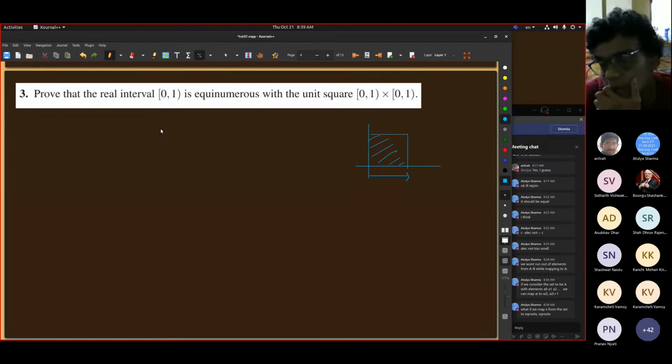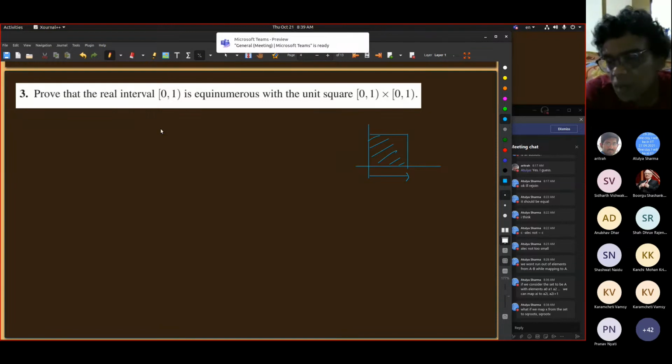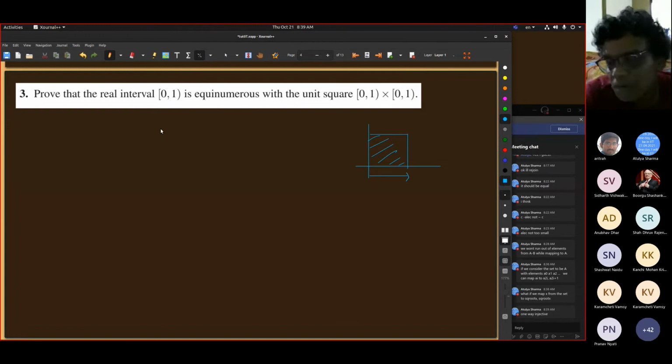Okay, let me see. No, this is certainly not a bijection. Injective part is fine. Okay, actually you can map x to (x, x). Just map x to (x, x). No need to take the square root at all.